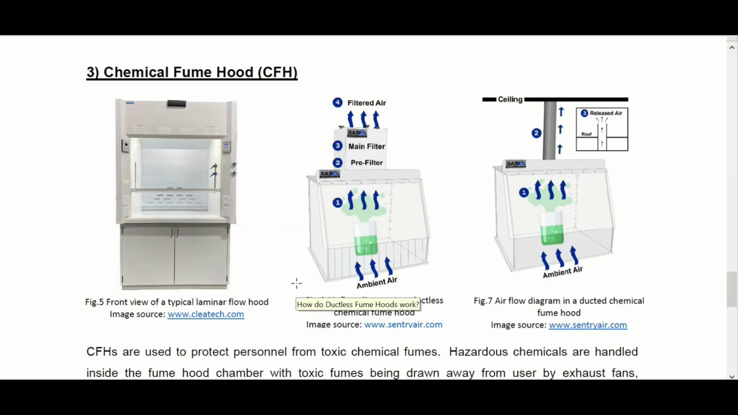So there are two configurations. One is known as the ductless. Ductless means there is no duct on top, right? Instead, it relies on a filter to filter away the harmful particles, or a collector, right? That's able to collect the harmful fumes or gases. Another configuration is a ducted one, where the fumes or gases are carried into the duct. Still, it will have a filter, right? But then after that, it's going to be released into the air after filtering.